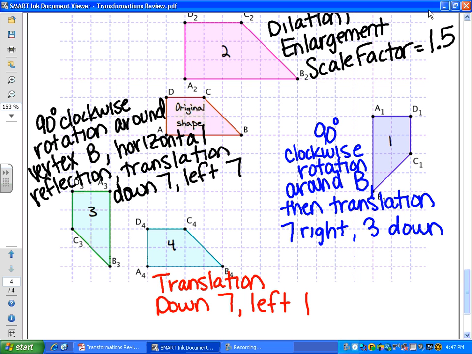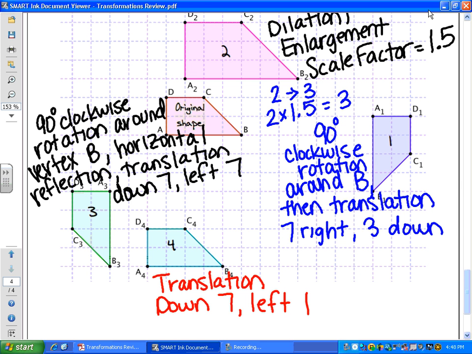Okay, number 2, that was a dilation. It was also an enlargement because the scale factor was bigger than 1. To go from side length of 2 to get to a side length of 3, you have to do 2 multiplied by 1.5. So that's how I knew that my scale took one of the sides and multiplied it to get to the other.